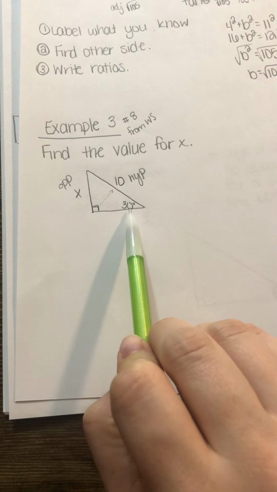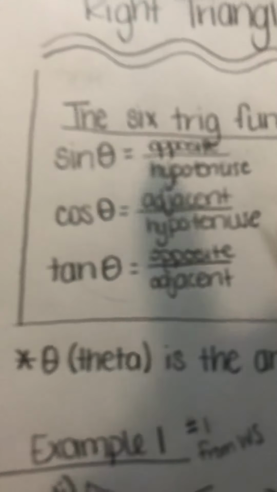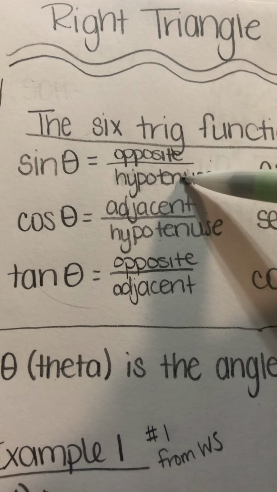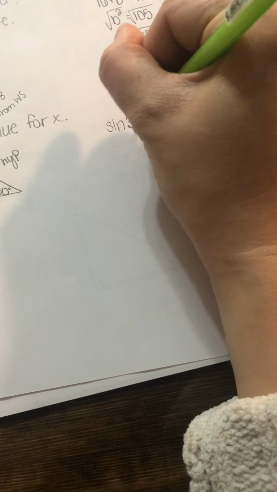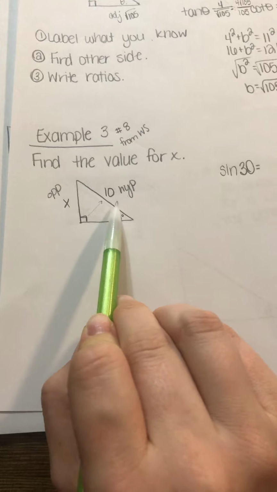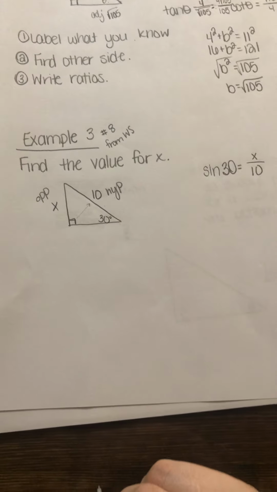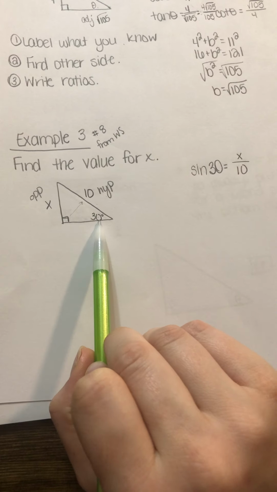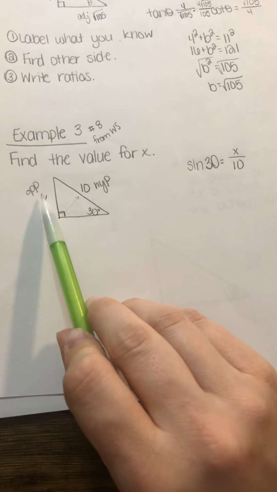So which trig function uses the opposite and the hypotenuse of the 3 main ones? If you look at these 3, opposite and hypotenuse is sine. So we have the sine of 30 equals opposite over hypotenuse, so x over 10. That's how you'll set that up. So from 30, it's the opposite and the hypotenuse, which is sine. So we write sine of 30 equals x over 10.